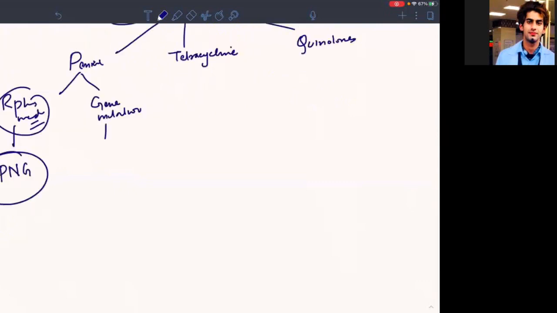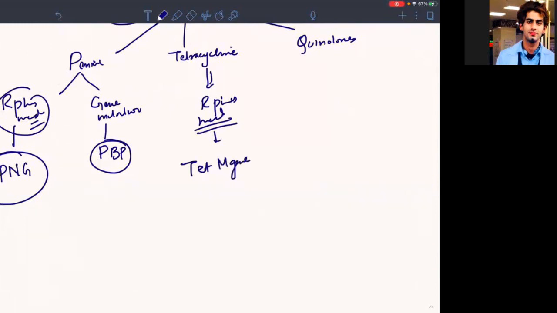Gene mutation is by penicillin binding protein. So penicillin binding protein will be through the gene mutations. Tetracycline resistance is also R plasmid mediated. That gene is known as TET MG. TET is tetracycline. What it does is it will do a ribosomal dysfunction.